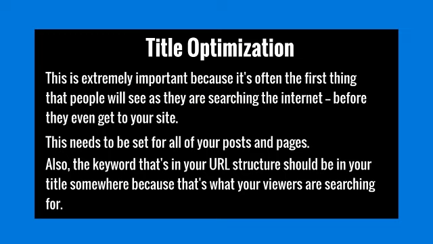And to make it easier for you to be congruent, take the keyword that's in your URL structure and make sure that it's in your title somewhere, because that's what your viewers are searching for. Now, sometimes people will put the keyword straight up in the beginning and they'll put the keyword dash whatever. But what I recommend that you do is put the keyword in the title, but you want to make sure that it sounds right. It's got to be human friendly first, and then of course search engine friendly second.